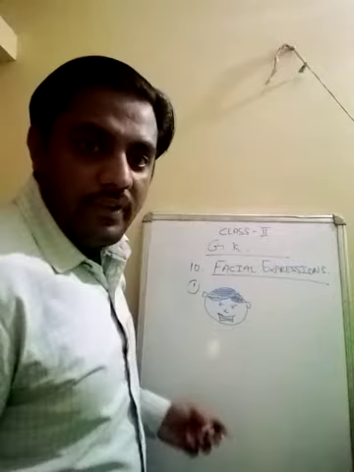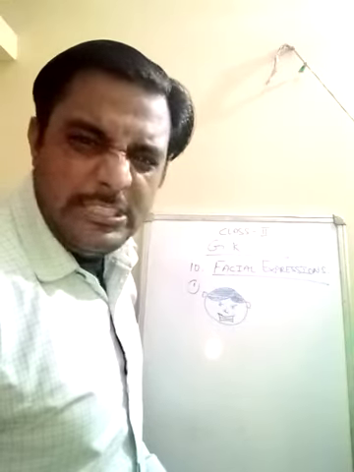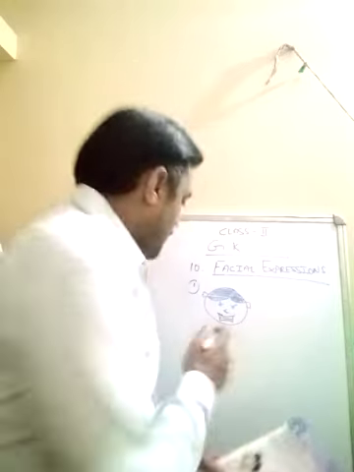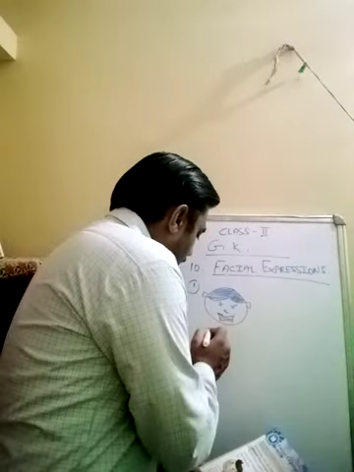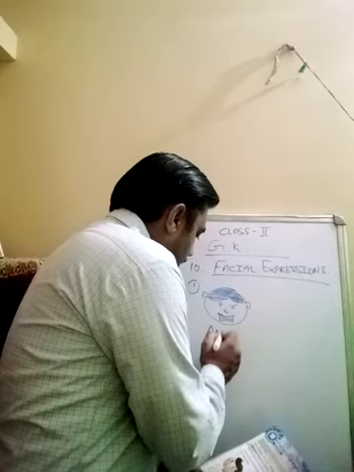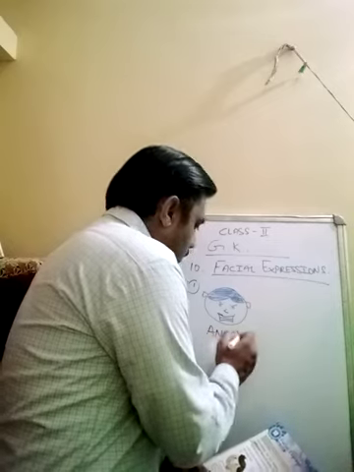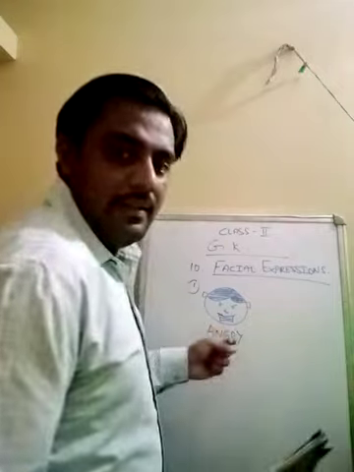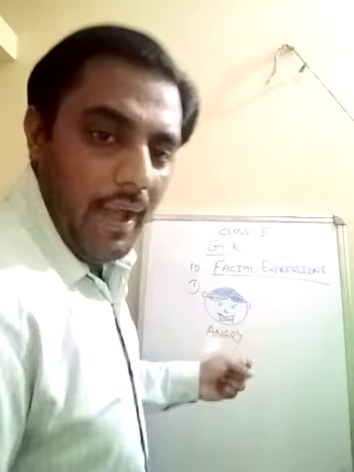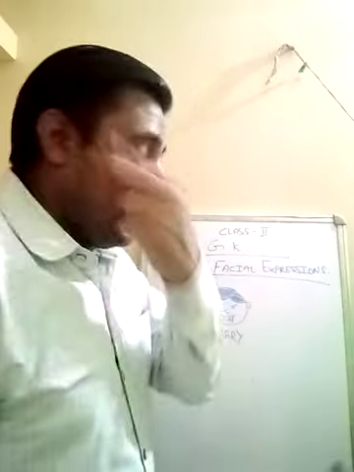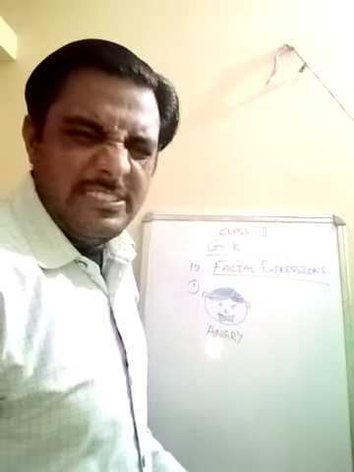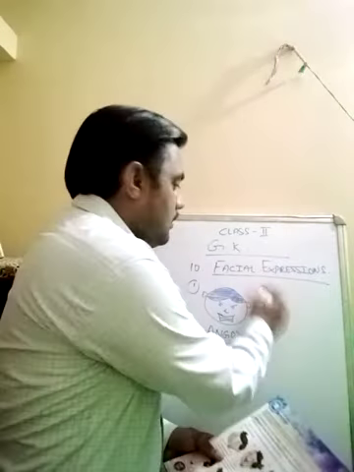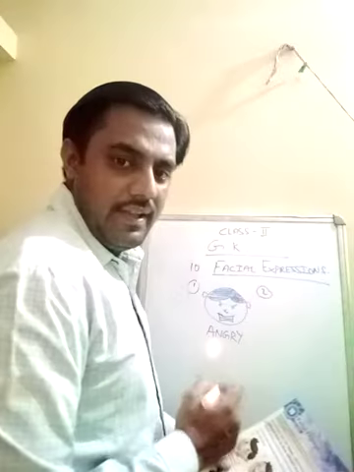Now children, can you figure out when we make a face like this? Yes, if you are thinking it, you are absolutely correct. We make this kind of face when we are angry. A-N-G-R-Y, angry. Whenever we are angry, we make this kind of face, correct? Now, let's look at the second facial expression.